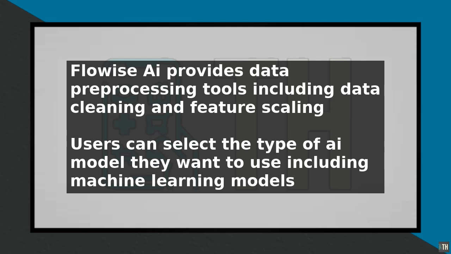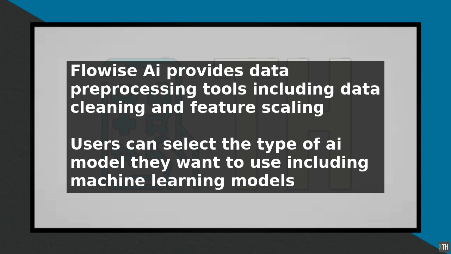After selecting the model, the user can train and test the model using their dataset. This will give them an idea of how well the model is performing and where it needs improvement. Flowise Ai provides a range of evaluation metrics, including accuracy, precision, and recall, that users can use to evaluate the performance of their model.